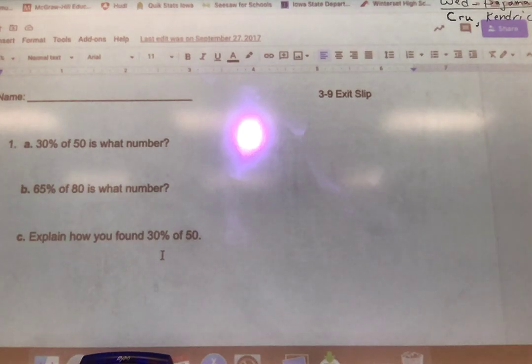Here we're going to look at exit slip 3.9, where we're dealing more with percents. We'll be using some equivalent fractions and looking at some other strategies to solve some of these percent problems. And we'll look at a couple of different kinds of problems here.